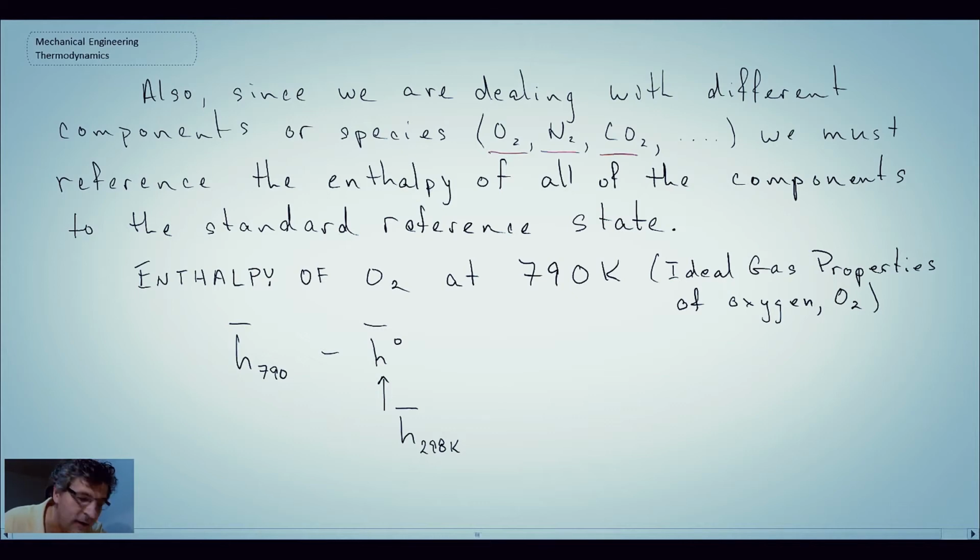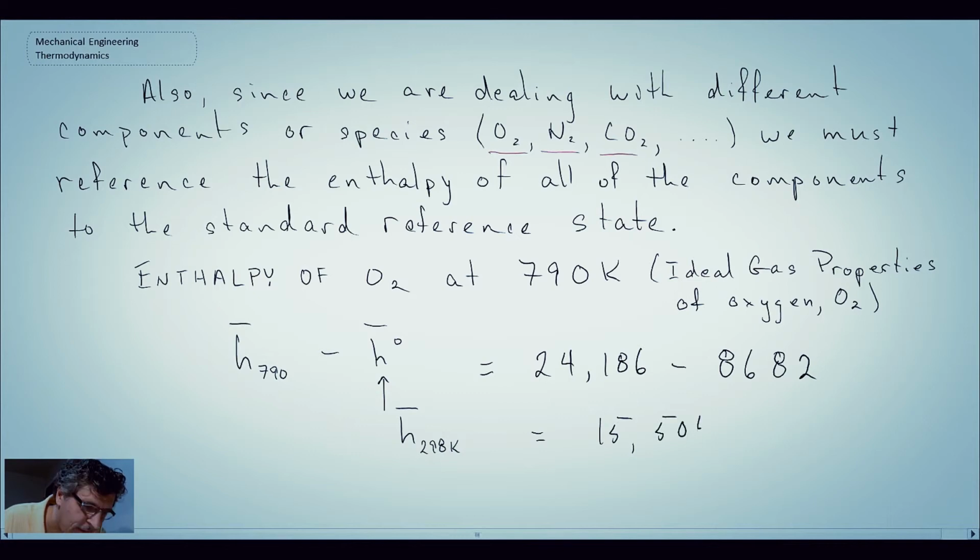We'll see that in an example in a minute, but what you would get if you look in the tables in your book, so those are the values for oxygen. We would find 15,504 kilojoules per kilomole. So that would be the enthalpy with respect to the reference state of 25 degrees C. And you would then use that in combination with your heat of formation.